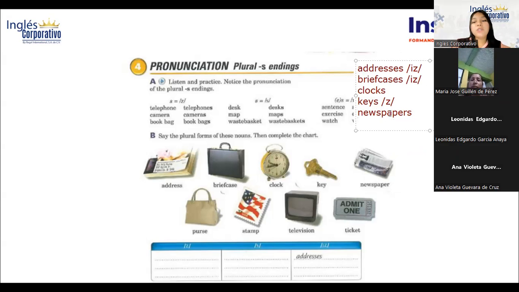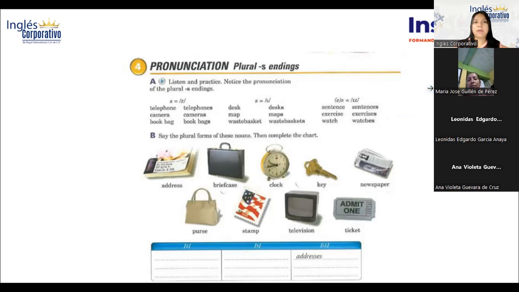Newspapers. All right. And which is the plural of words? ¿Cuál es el plural? Purses. Stamps. Yeah. Which is the plural of television? Televisions. And tickets. All right. Very good. Okay. Tickets. All right.